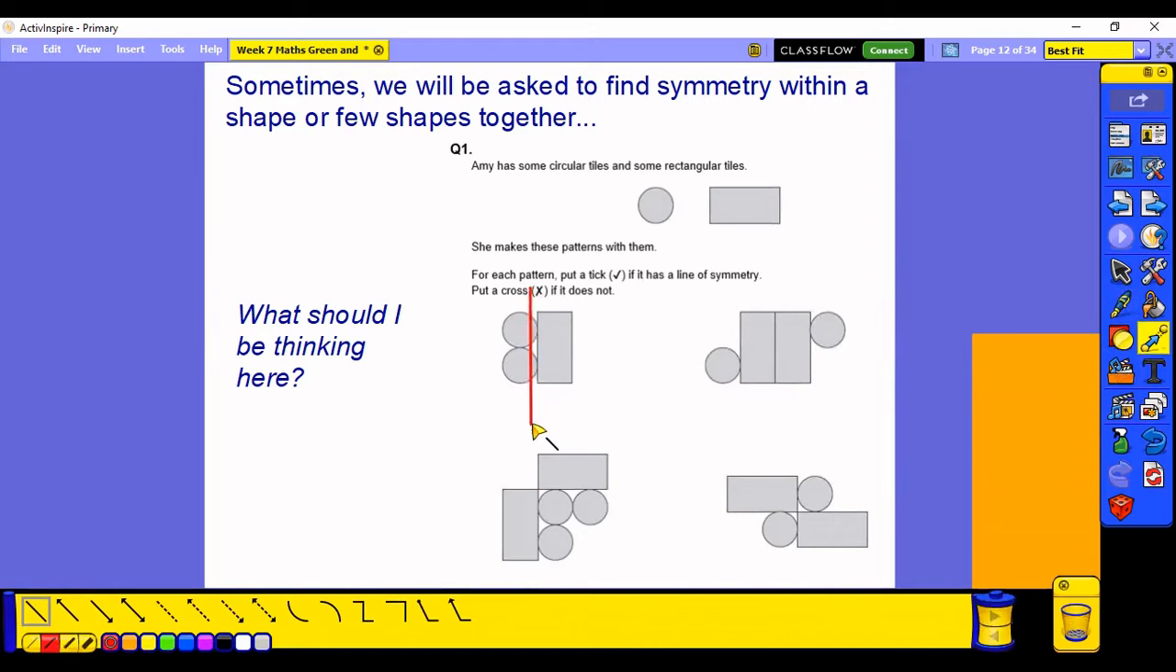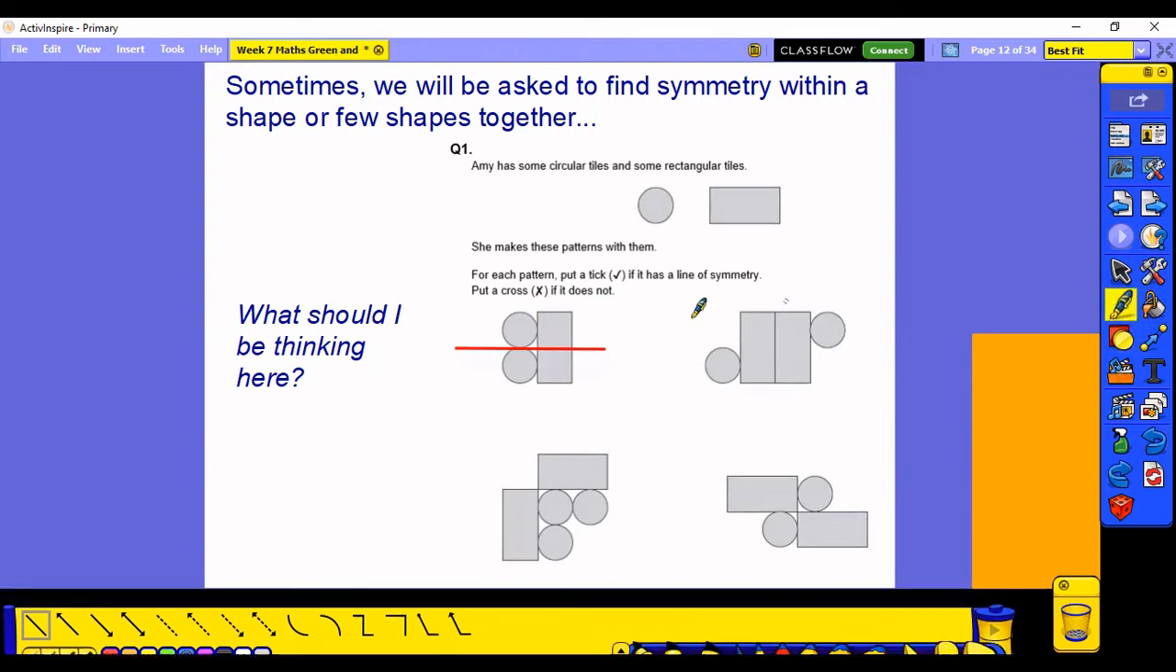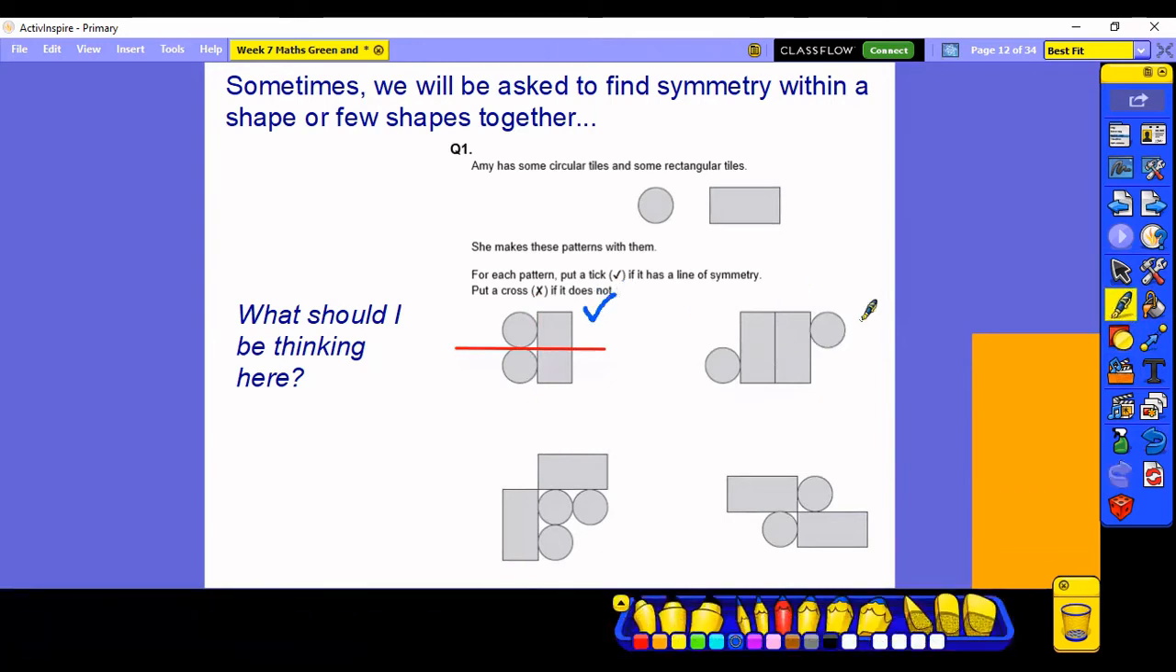So I've got one here already. So one here I can do. Try and get that accurate as possible. Oh, already done a mistake there actually. So I was doing that across there. There we go. So I can find one in this shape, but this one I have not been able to identify a line of symmetry.